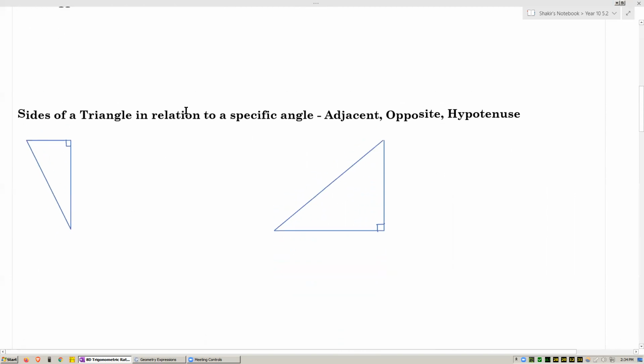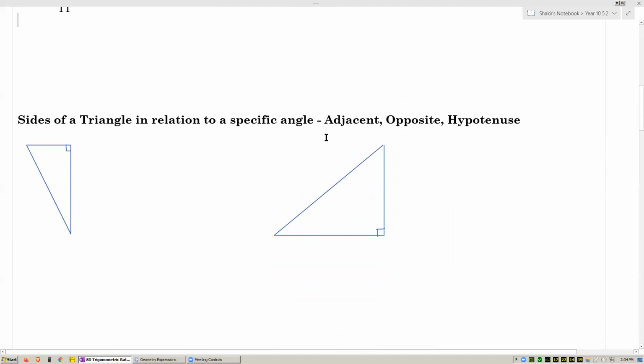Moving on. Now, sides of a triangle in relation to a specific angle. What we're trying to say over here is, let's say we pick this angle. If we talk about this angle, then, obviously there are 3 sides in a triangle, but in relation to this angle, we're going to describe each of the sides. We're going to start off by saying that's a right angle. So the side opposite that right angle, we're going to call hypotenuse, and I'm going to label it as H.